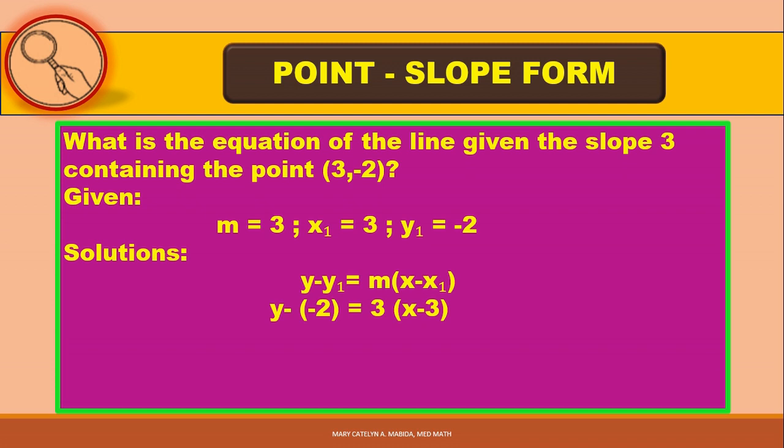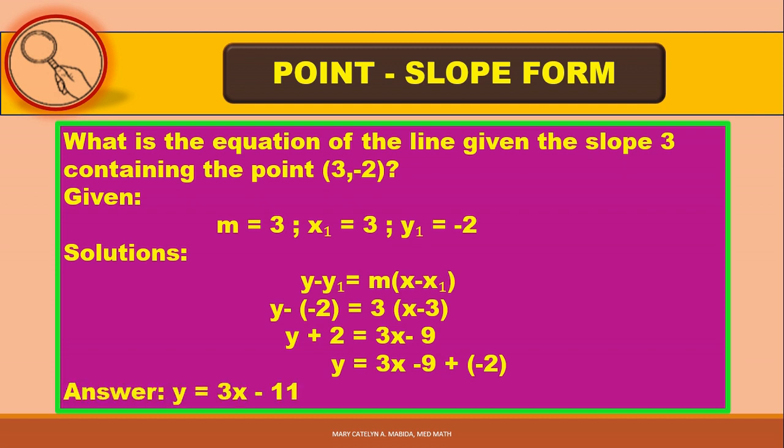we substitute the values of our y sub 1, which is negative 2, and our x sub 1, which is 3. Remember the rule in multiplying integers with the same sign. Negative times negative is equal to positive, and the distributive property of multiplication. And so, y plus 2 is equal to 3x minus 9. Combining like terms and remembering the rule in operating integers, we have y is equal to 3x minus 9 plus negative 2. And our final answer is y is equal to 3x minus 11.